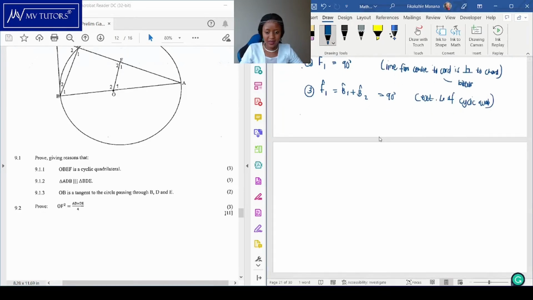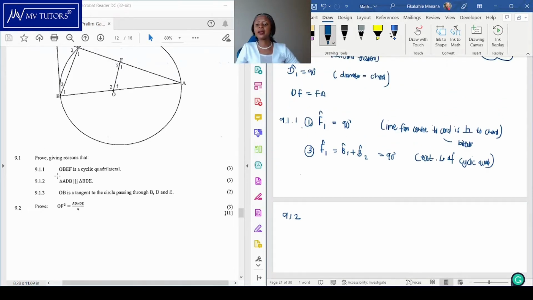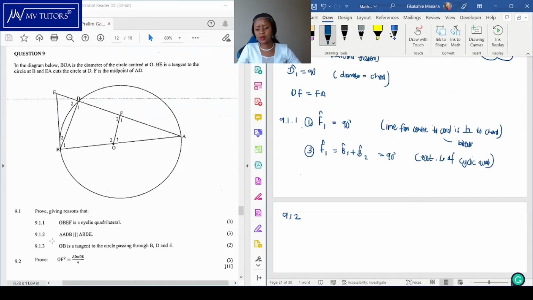When I looked at this question a few days ago, I wrote it differently. Now I'm wondering what I wrote previously. Okay, 9.1.2. So triangle ADB is similar to triangle BDE, the way they wrote it.